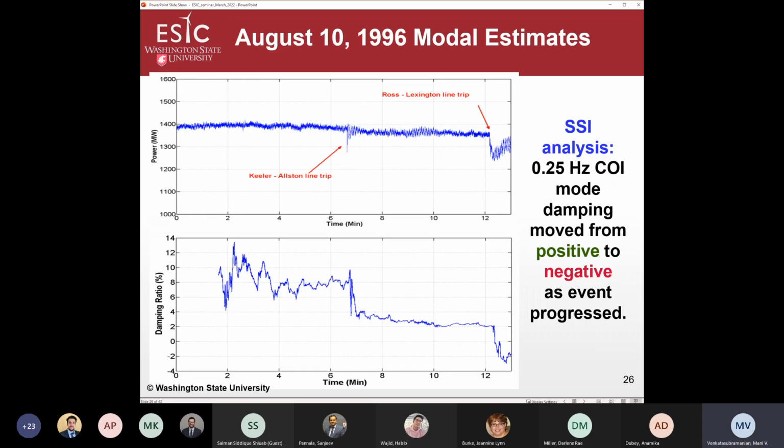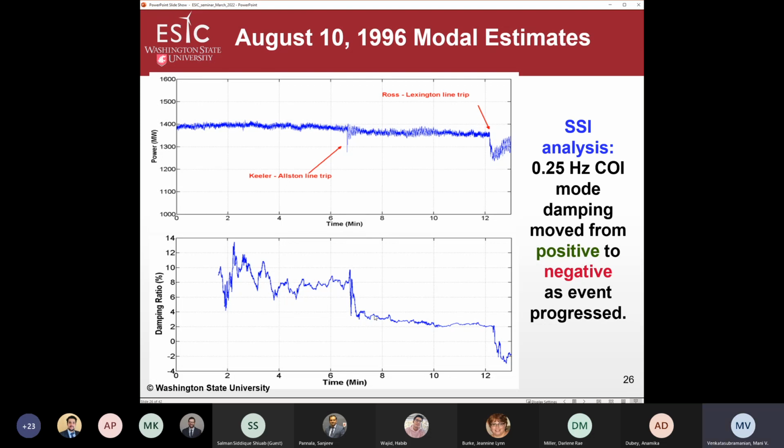And again, for that August 10th, 1996 event, we played back the data that was collected during the event into the new tool that we have developed. This is now the other tool, which is the stochastic subspace identification, or the time domain tool. You can see the system was well damped about 10 minutes before the oscillation started. Then there was a 500 kV line trip, and that reduced the damping from about 8% down to about 2%. And it was at low damping for about 5 minutes. Then the generation tripping started, and that pushed the damping from positively damped to becoming negatively damped, and that led to the exponential divergence.